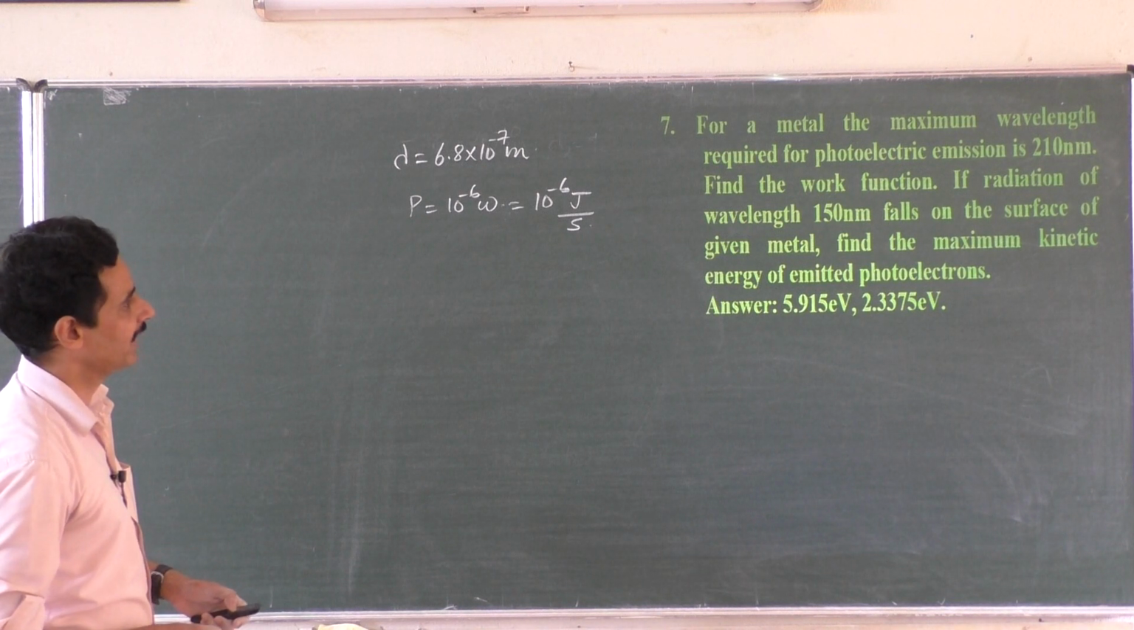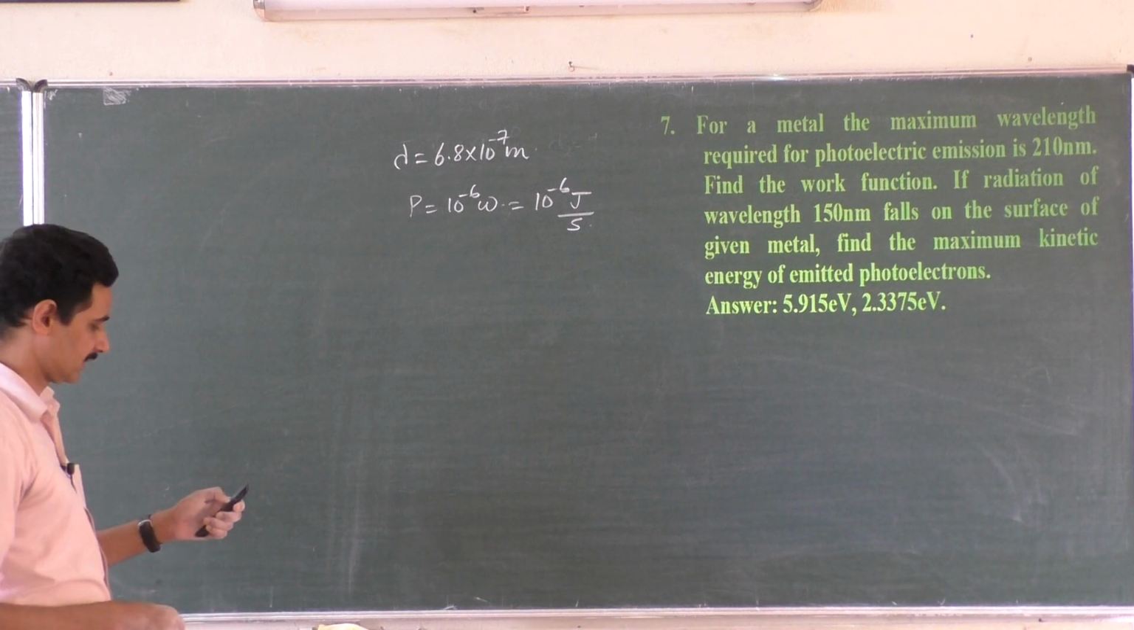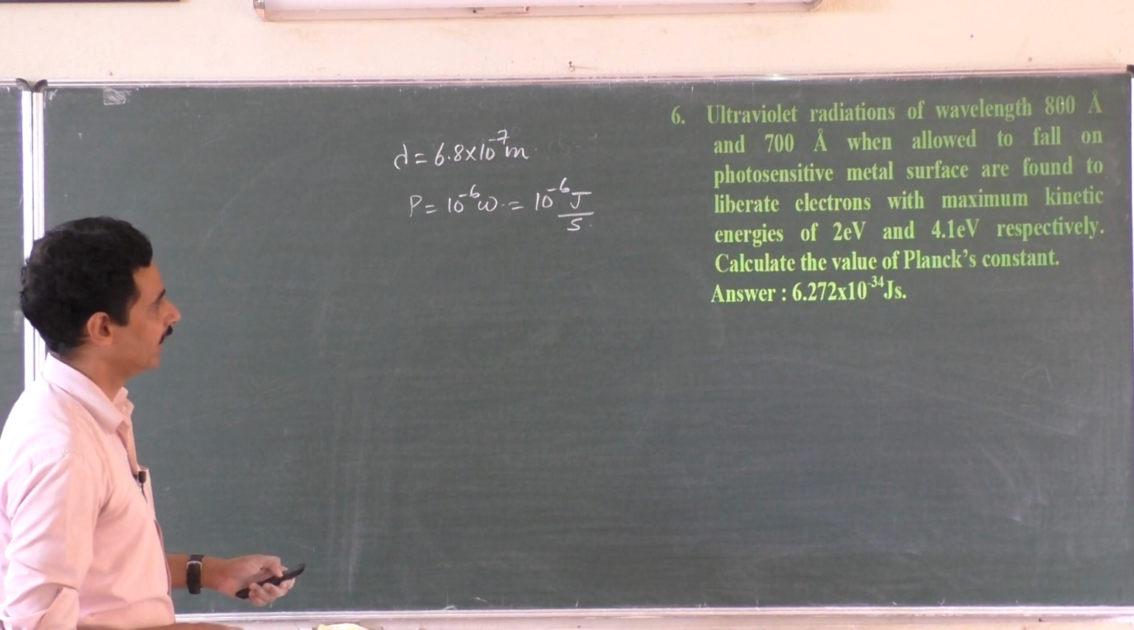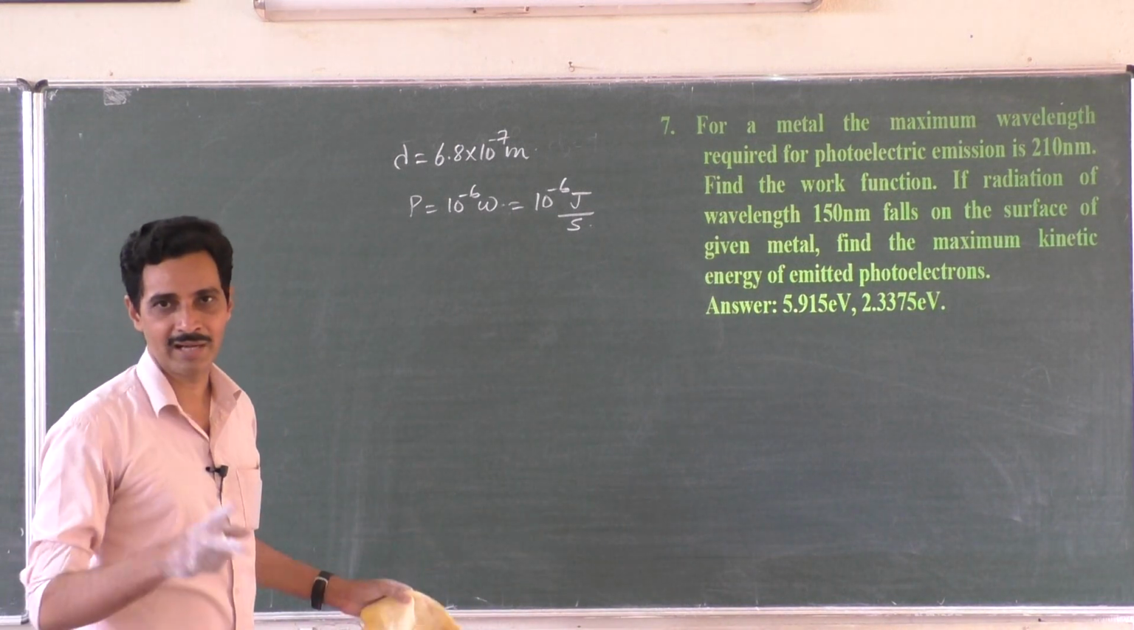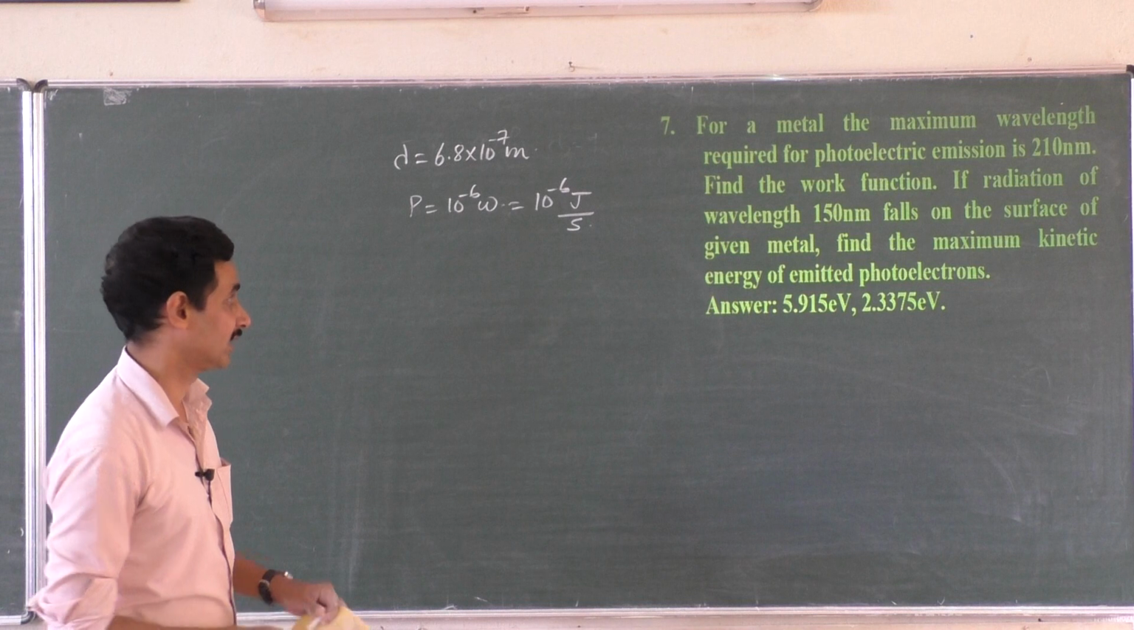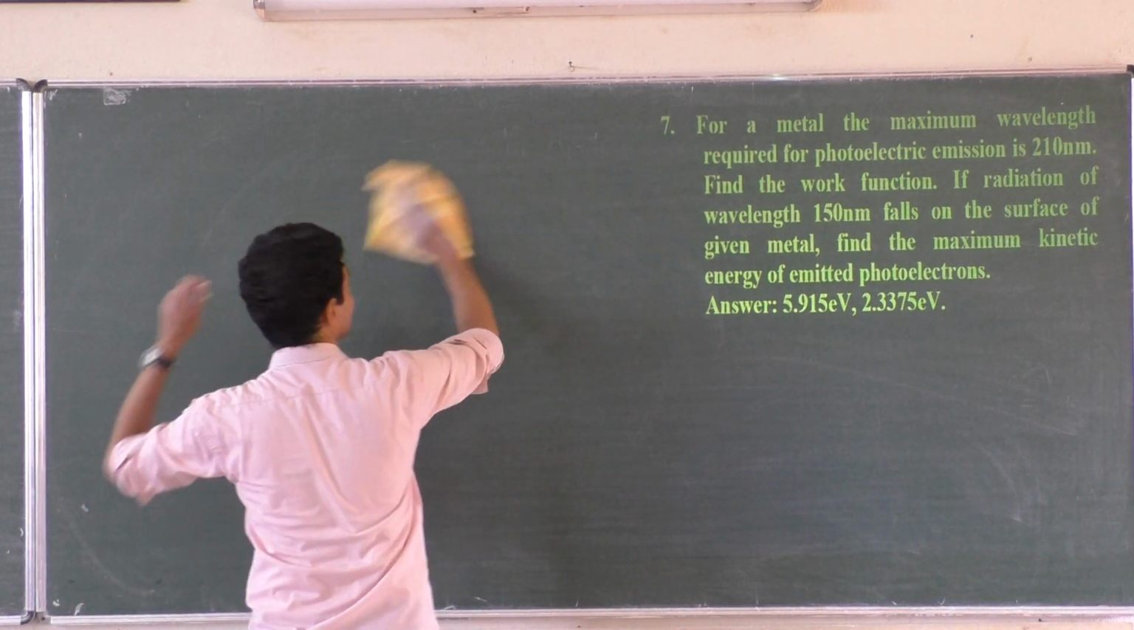For a metal, the maximum wavelength required for a photoelectric emission. Last problem, it was sixth one, right? I went back. Sorry, I wasted a little bit of time, but we will move. I don't cut the video and paste it. It takes a longer time. I'll continue. This is discussed.